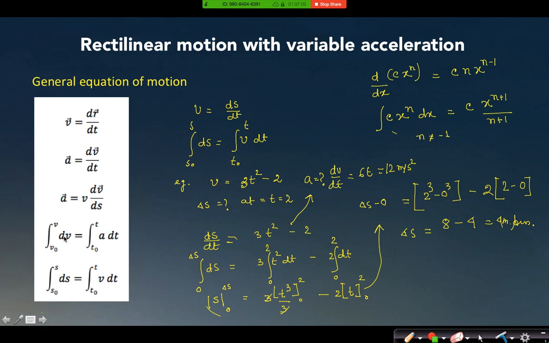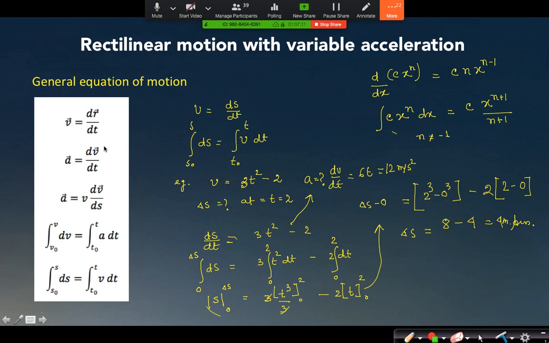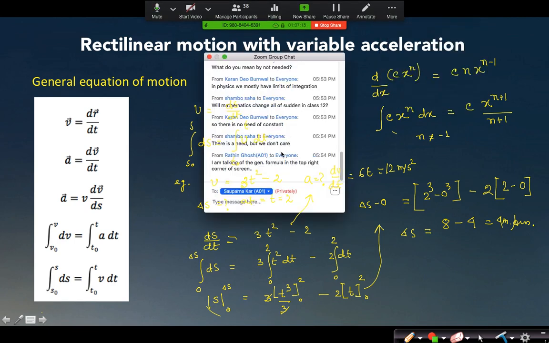So in this way, you can find velocity if acceleration is given, and displacement if velocity is given, and we can find all the values if something is given in your question, right? I hope most of you could solve this question.